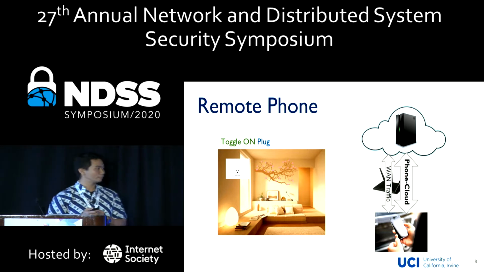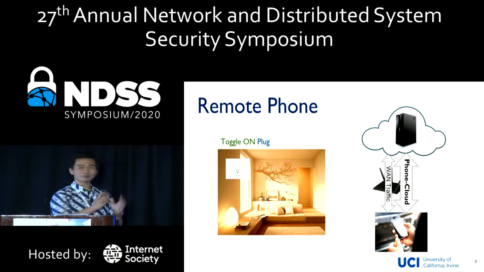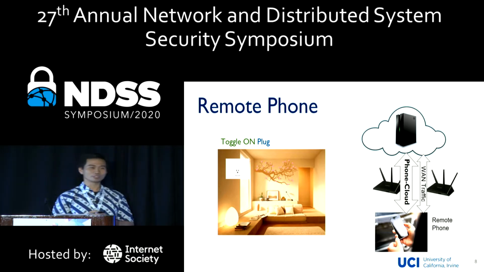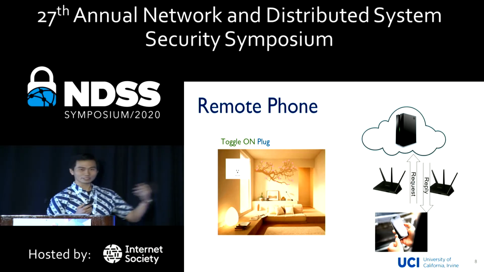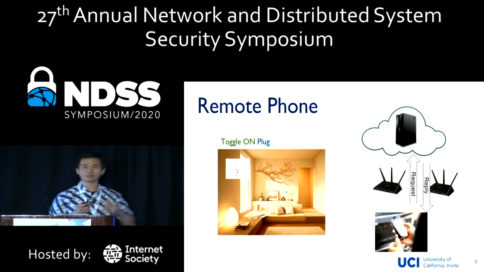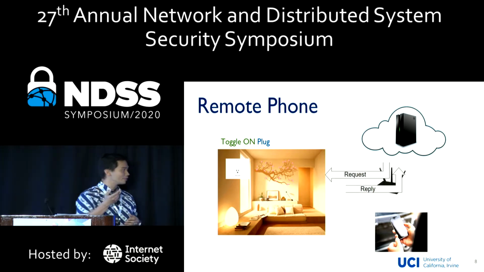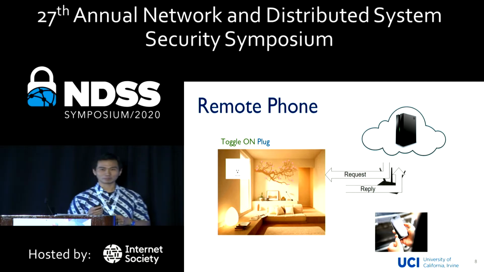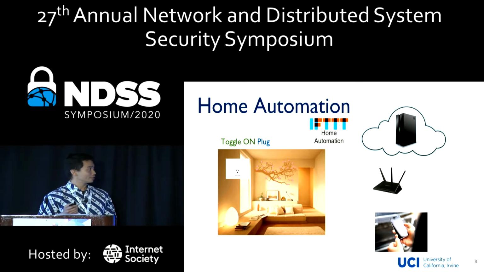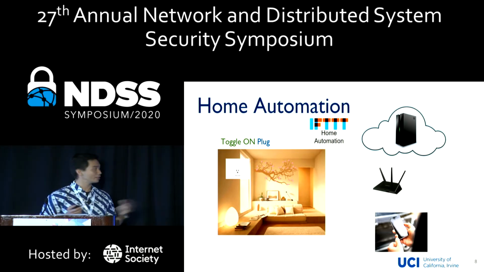Similarly, in the phone cloud communication, whether the phone is connected locally or remotely, for example, we sit at a Starbucks, and then we want to turn on the smart plug at home. Now, in this communication, we can also observe this request-reply pair. And similarly, when the cloud relays the command to the plug, we can also observe one more time this request-reply pair. Now, in a similar situation, we also observed this request-reply pair when we use home automation service.